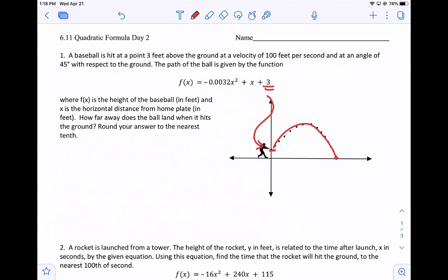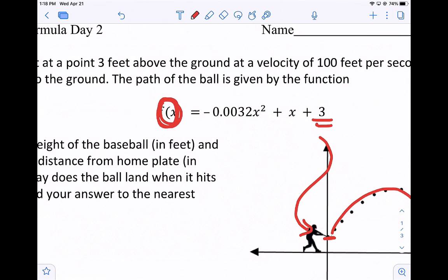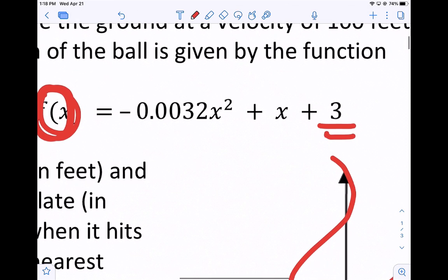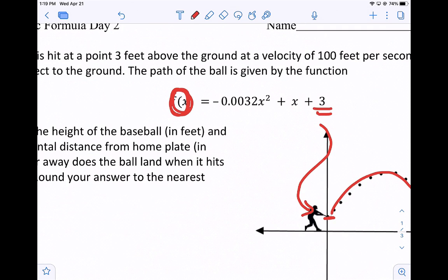F of x is the height of the baseball. So we want to know, when is this height 0? And we're solving for x. Essentially we're looking for the x-intercepts. Now we could try to factor this and use the zero product property, but factoring this, putting it in a box, using the diamond and trying to get the outside, is going to be hard with that negative 0.0032. If we use the quadratic formula, it will also give us the x-intercepts.